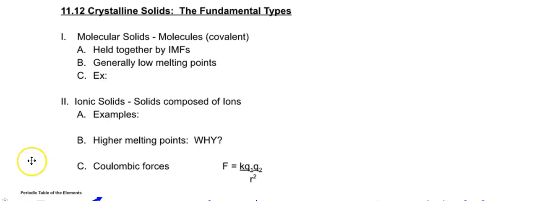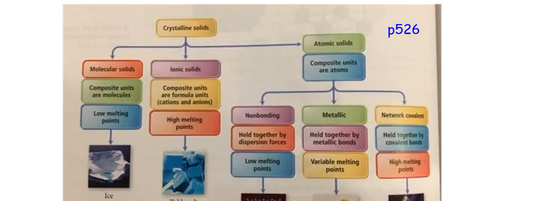But what I would like you to do is go into your book, find your book, and go to page 526. And I like this graphic right here. I think it will help you as I talk about these 5 different kinds of solids, and use this as a reference as I'm going through them, okay? So if you need to pause this and find your book, then go ahead and do that.